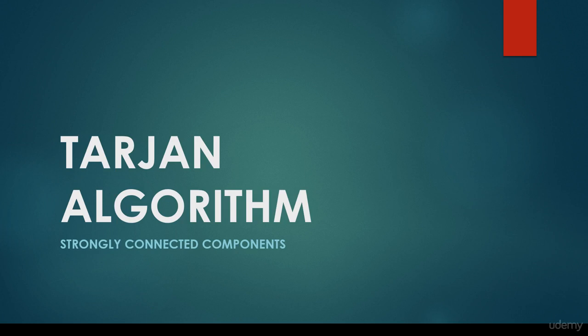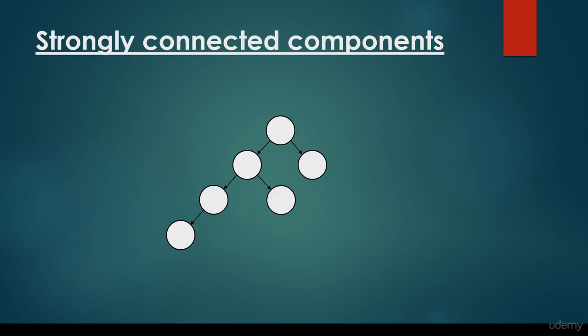Hi, in this video we are going to talk about another strongly connected component related algorithm, the so-called Tarjan algorithm. Of course, the aim of the algorithm is the same as we have seen for Kosaraju's algorithm. We would like to end up with strongly connected components.